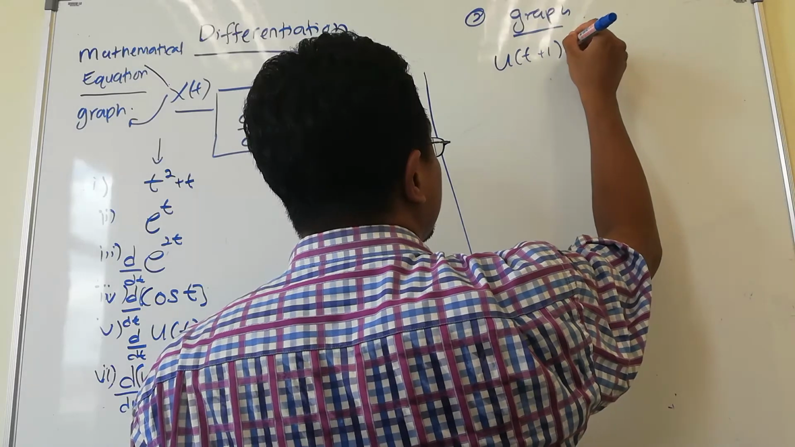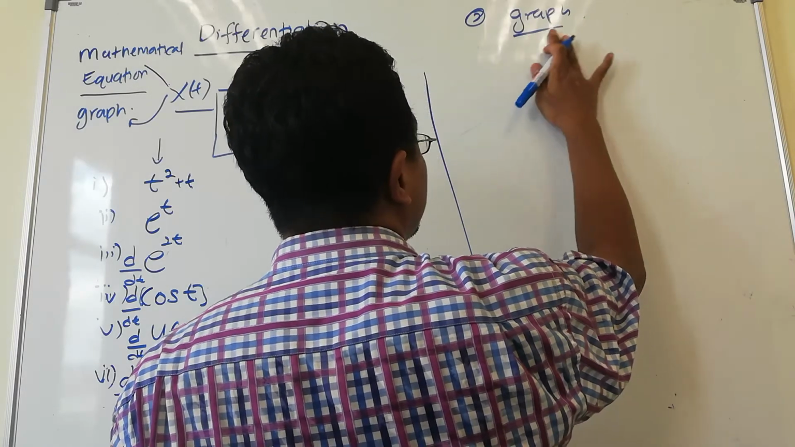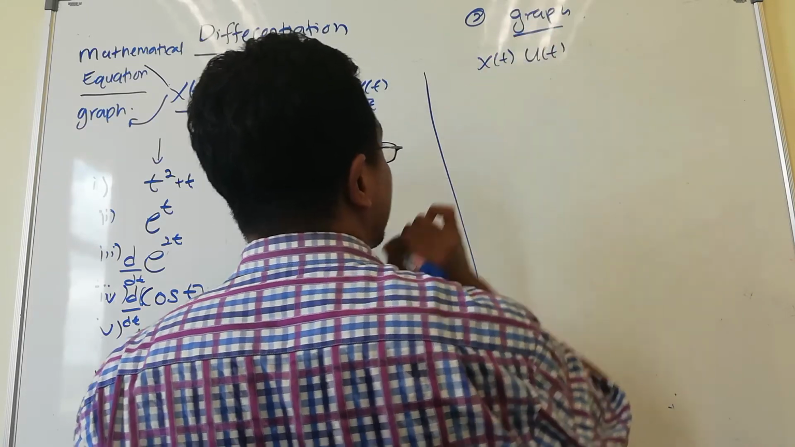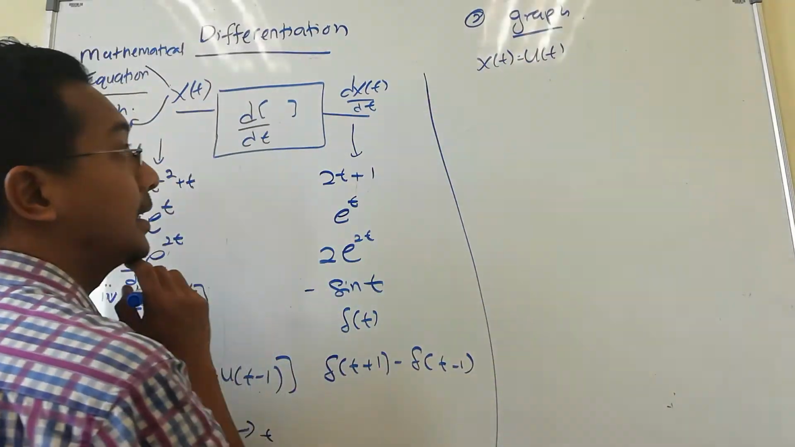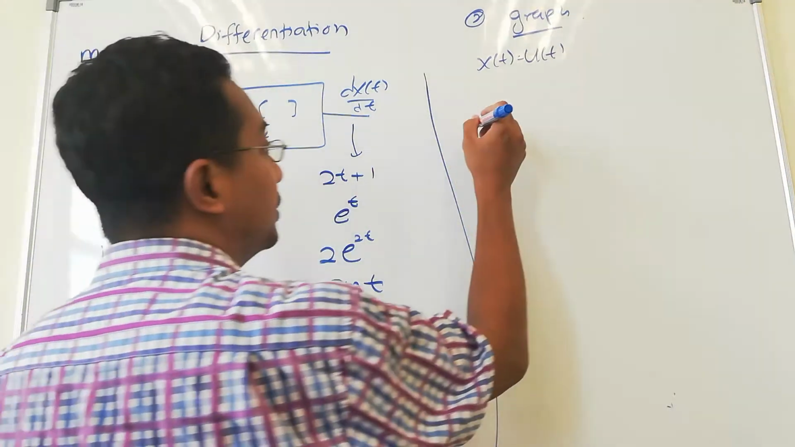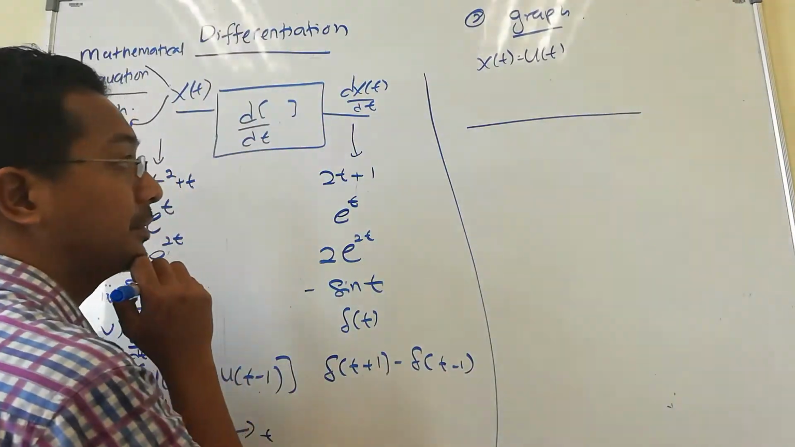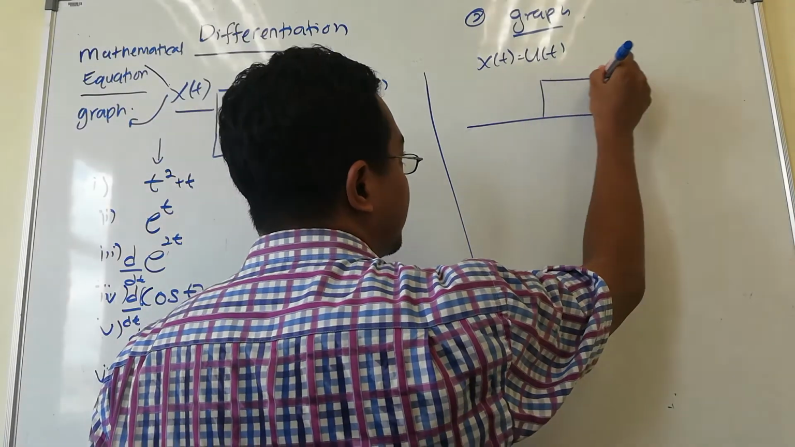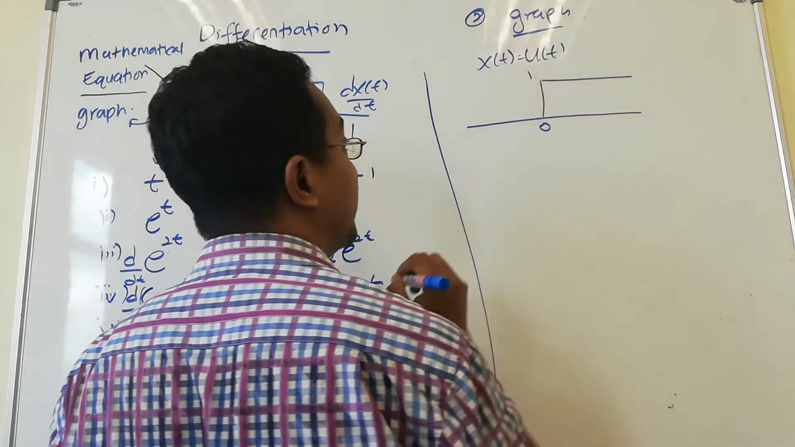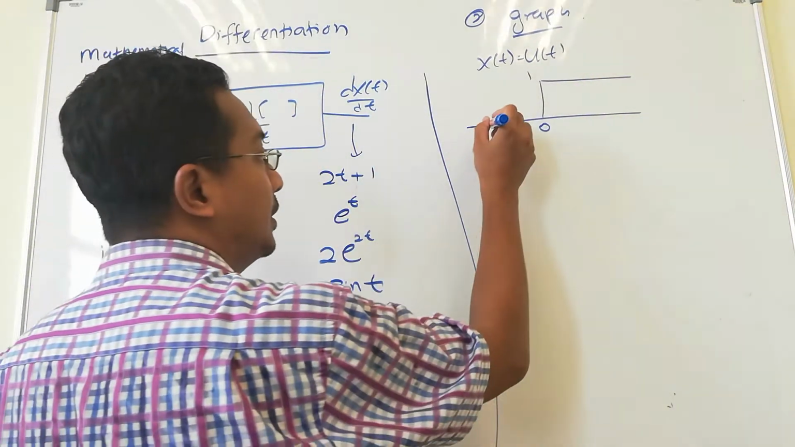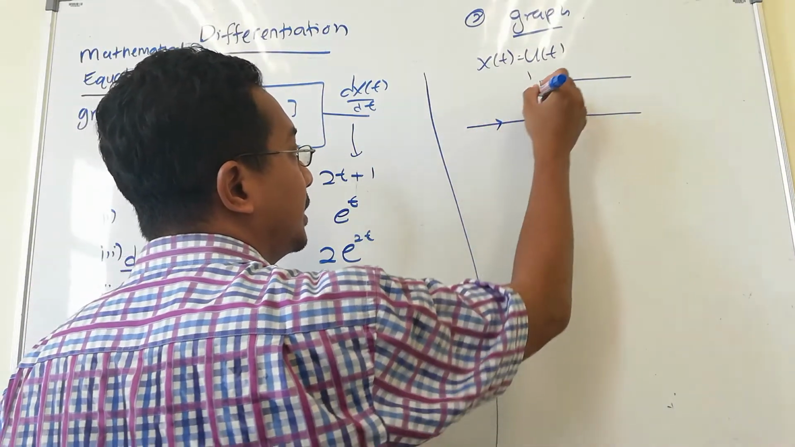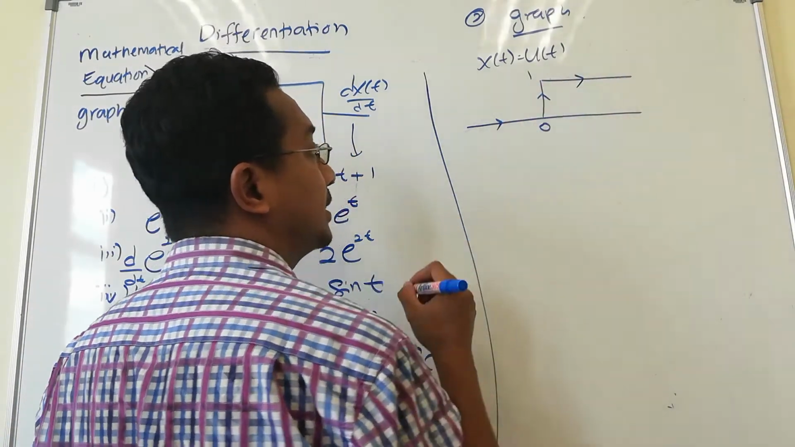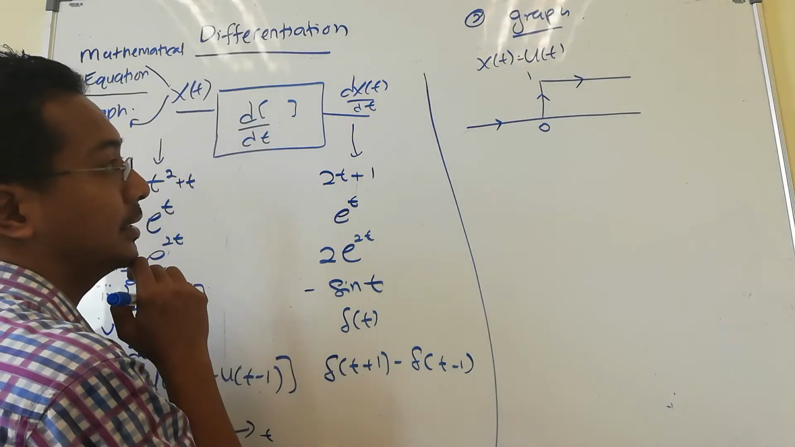We first take our step function u(t) as the input signal x(t). Because this is the graph method, you need to draw the graph of the unit step function, 0 and 1. If you look carefully, the signal goes from here, then increases to 1, and then maintains at 1. This is how the function u(t) looks like.